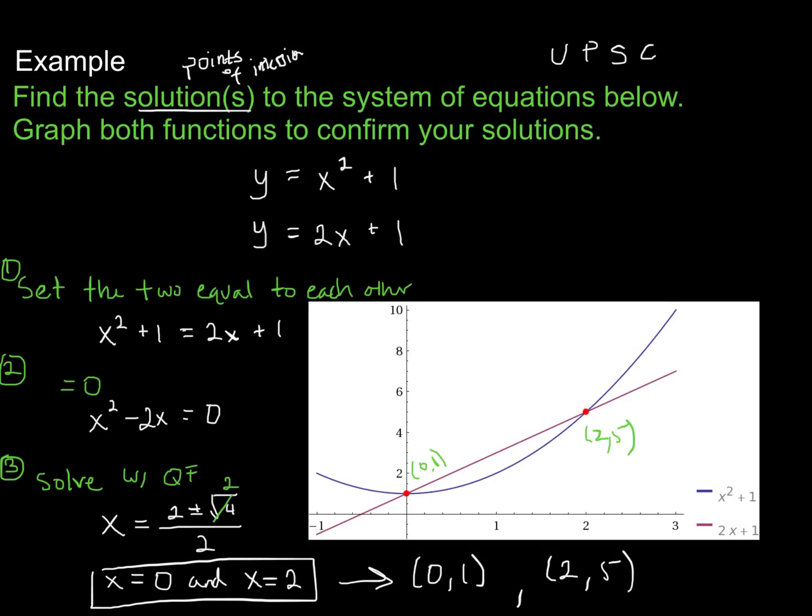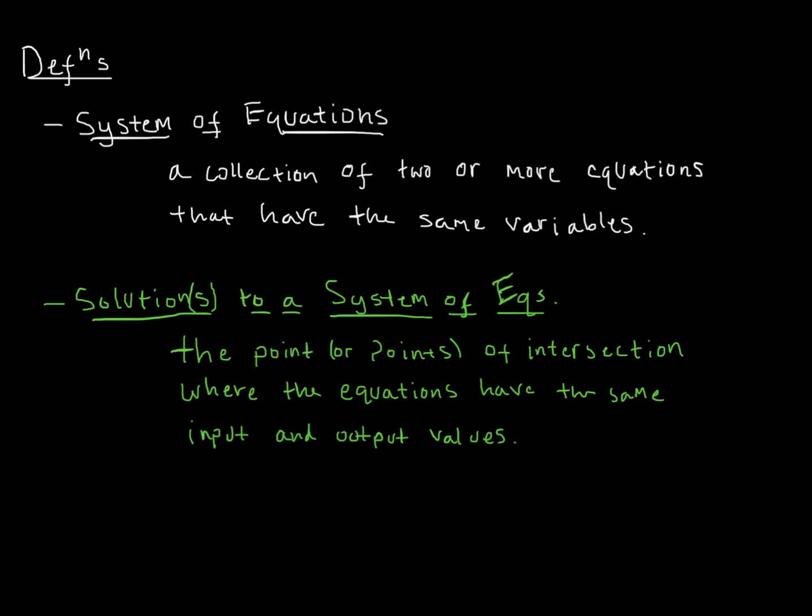Okay? Alright, let's go ahead and make sure we have some of the key terms that we talked about written down, and then also discuss a couple of other possibilities for types of solutions we could find. Alright, so a system of equations, these are some definitions that you want to write down, is just a collection of two or more equations that have the same variables. So if you had two equations where you had different variables, it wouldn't make sense. You wouldn't really be able to solve them. But if they have the same variables, for example, x and y, you'll be able to solve them.